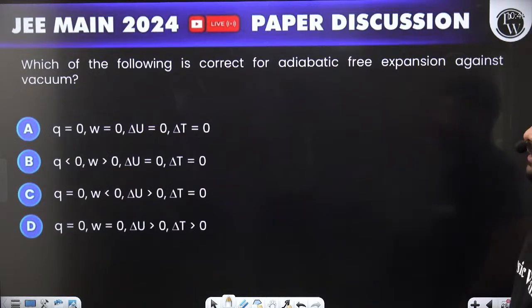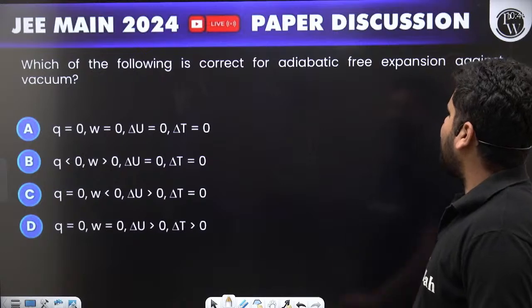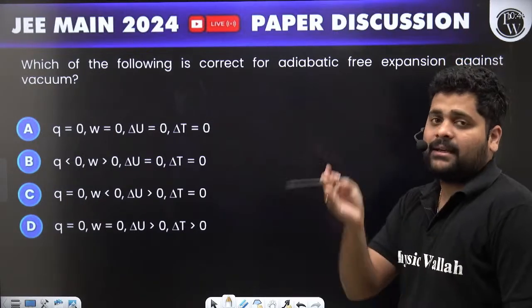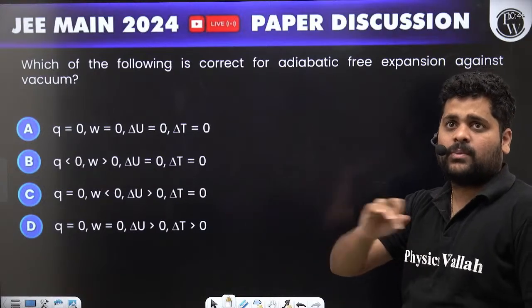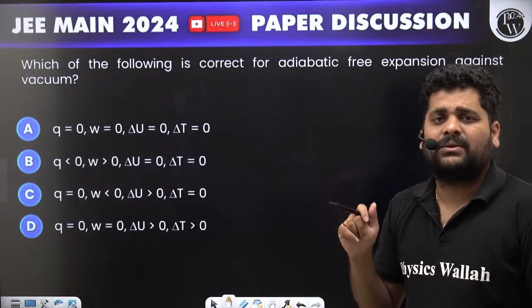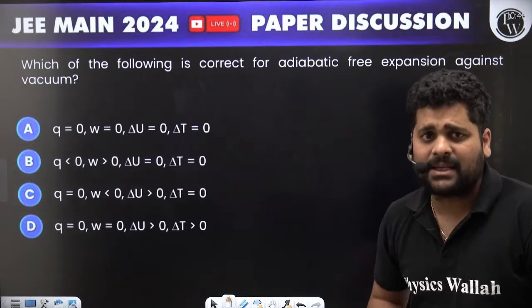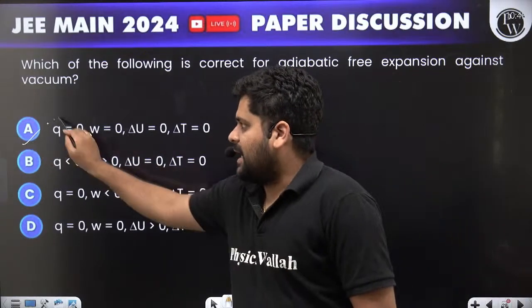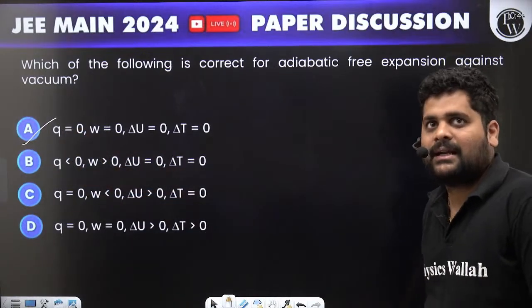The next question: which of the following is correct for adiabatic free expansion against vacuum? In adiabatic free expansion against vacuum, everything is going to be 0. Heat is 0, work done is 0, delta U is 0, temperature change is 0. So which option do we have? Option A would be our correct answer.